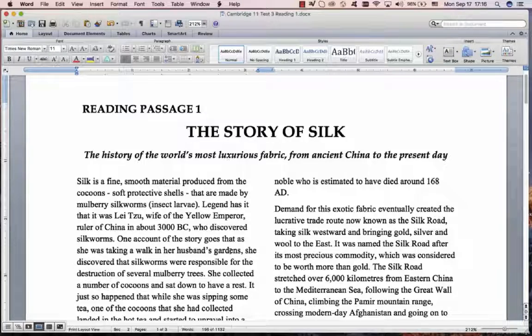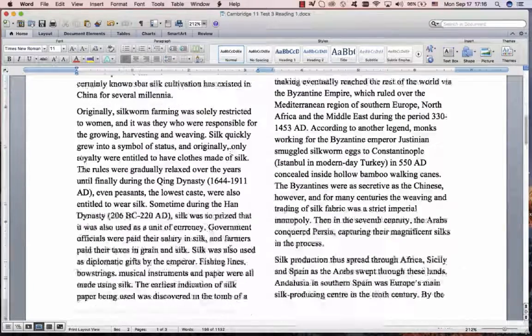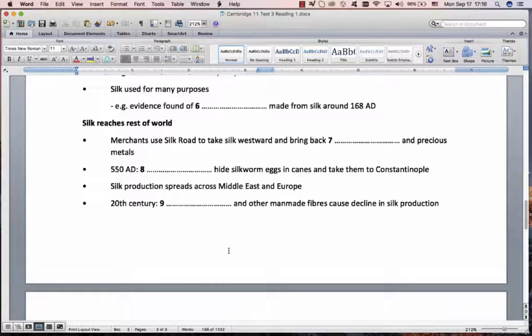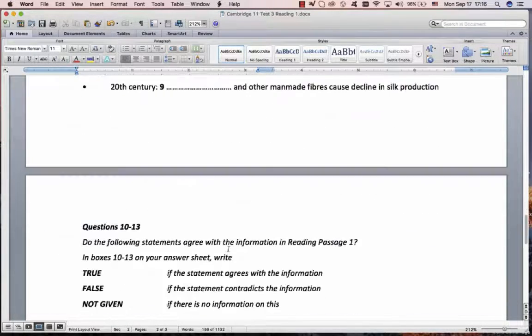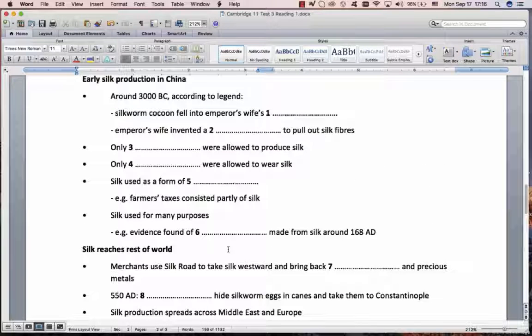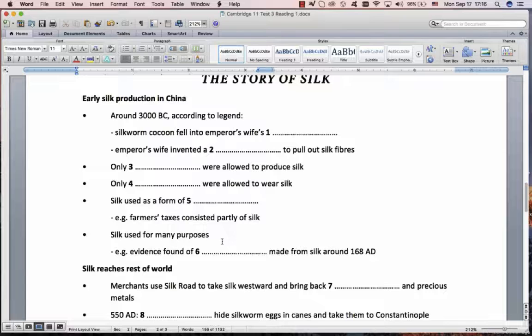Okay, Story of Silk. Let's see what we've got. 8 of these, 9 of these. That's very nice to see. And then 4 True, False, Not Given. So that would be very nice to see if you see that in the test. Let's start scanning. There's lots of nice stuff to scan for. I'm going to go quite quickly.